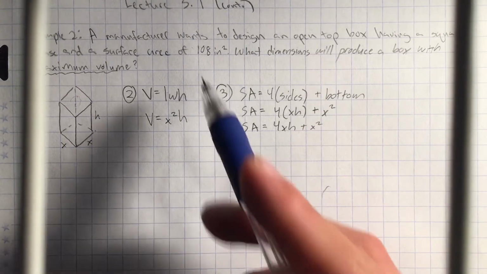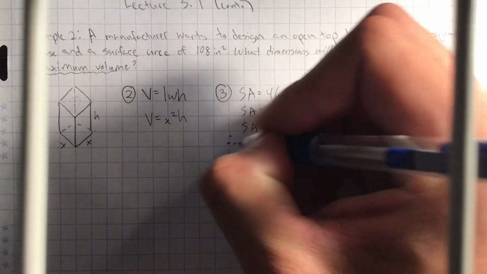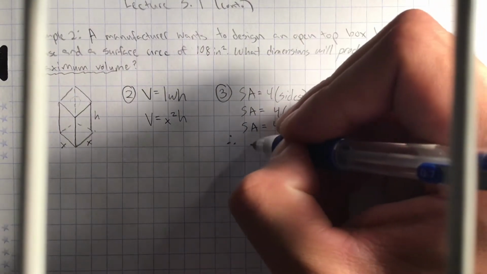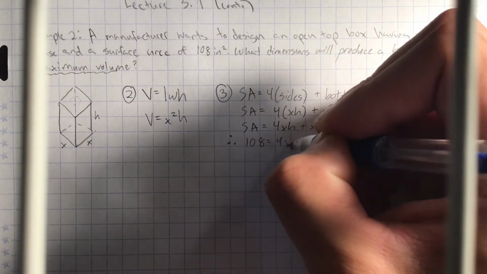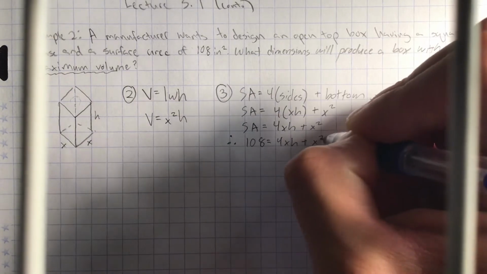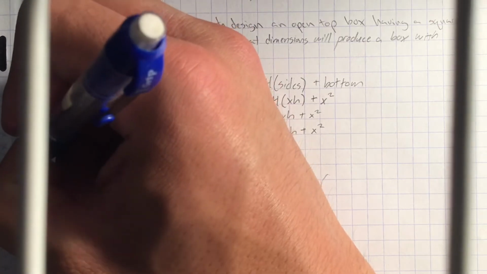And since we know that the surface area is 108 inches squared, therefore we can write 108 equals 4xh plus x squared. So now we have our primary equation and our constraint. And on to step 4, which is to solve the constraint for a single variable and plug this into the primary equation.